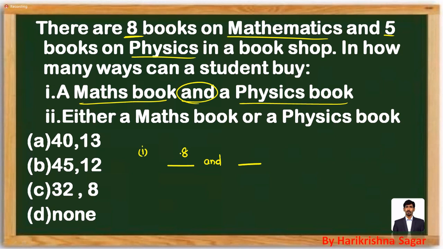How many physics books are there? 5 physics books are there. You have to choose one out of the 5. That can be done in 5 ways. So 8 and 5, 8 into 5, that's going to be 40. So in 40 ways we can perform this task.